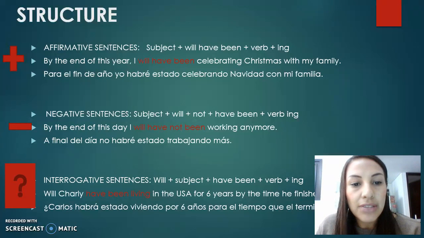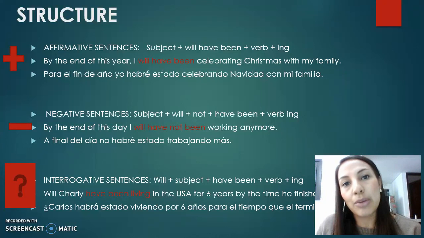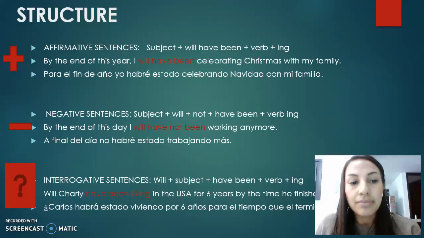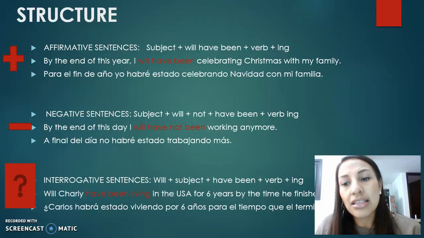And for interrogative sentences, we use will plus subject plus have been plus verb plus ing. For example, will Charlie have been living in the USA for 6 years by the time he finishes his engineering degree?